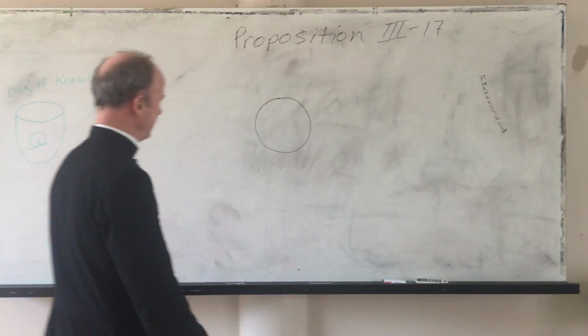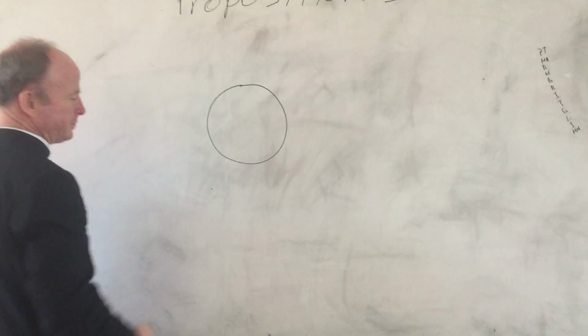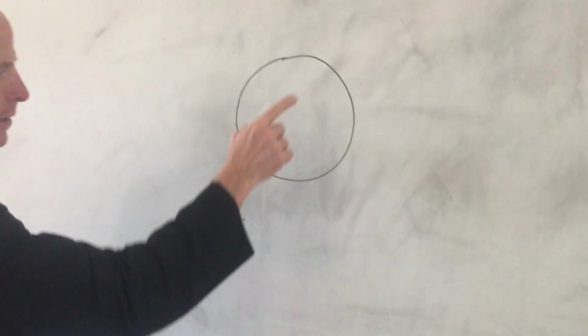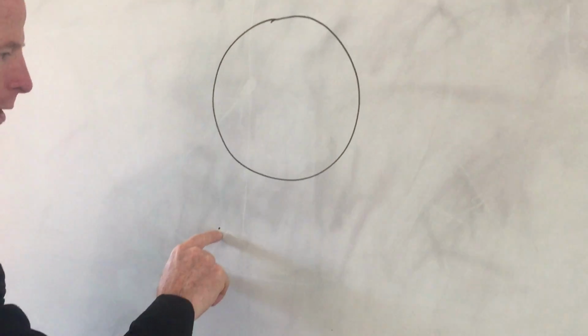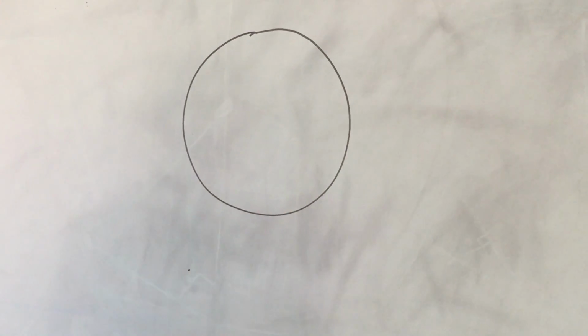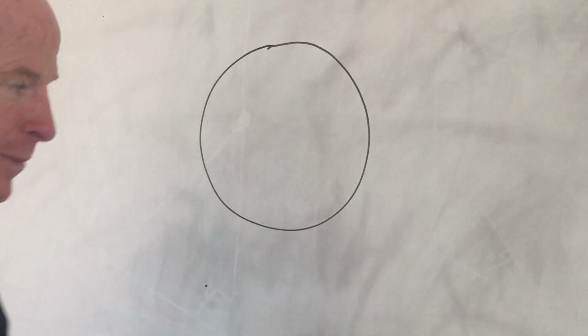Amazing. Let this be our given circle, and let this be the point outside of the circle. Thus, it is required to draw from this point a line touching this circle. How are we going to do that?